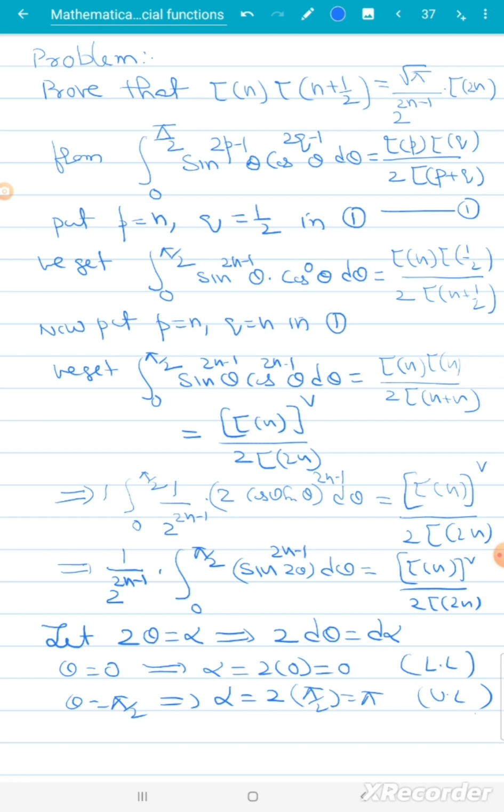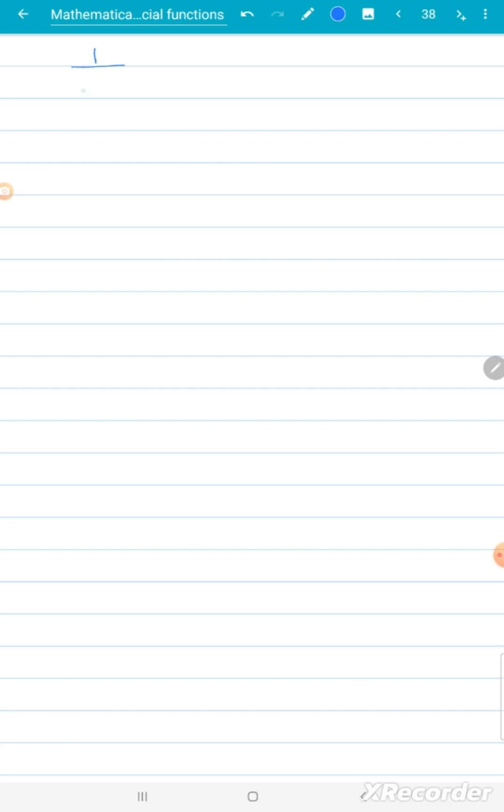Now the integration becomes 1 by 2 to the power of 2n minus 1 into the integration from 0 to pi of sine to the power of 2n minus 1 alpha, and since 2 d theta equals d alpha, d theta equals d alpha by 2, so d alpha by 2, equals gamma n whole square by 2 into gamma of 2n.